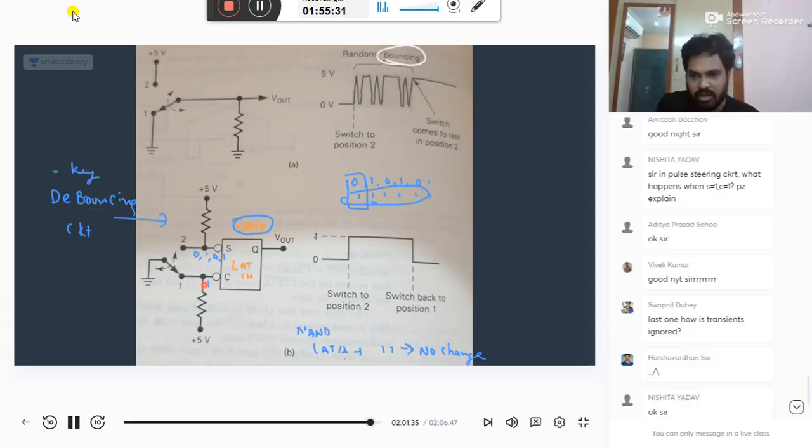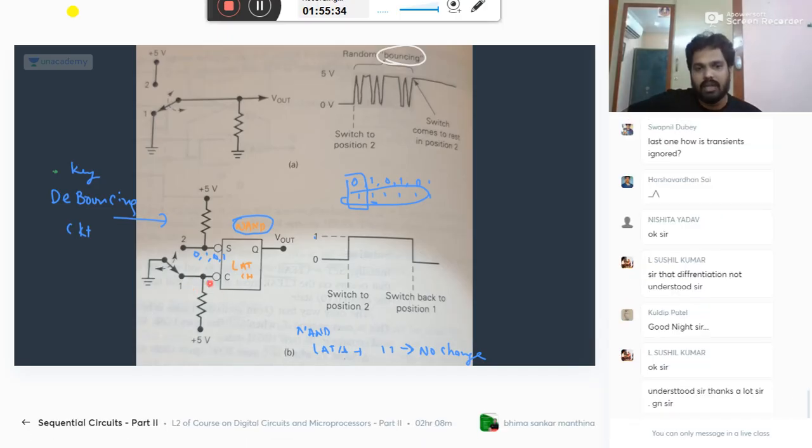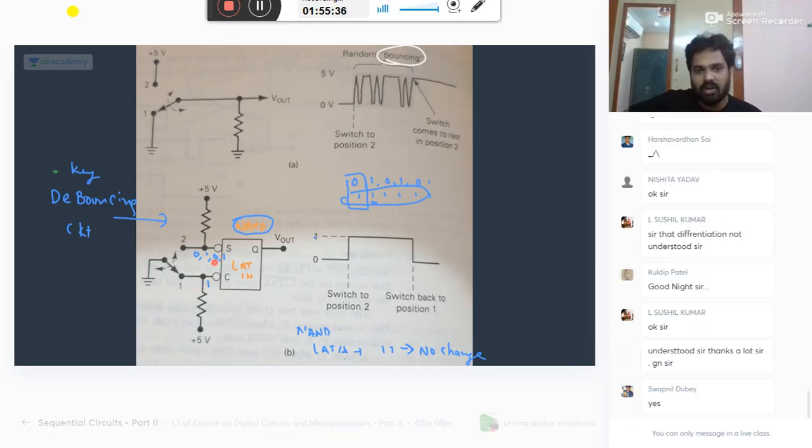Swapnil, see here. You tell me, are you ready? Here by default both are at one. By default 5 volts are connected, so both are ones. For both ones, no change. For the NAND latch, by default both will be 1, and it will be no change. If you connect ground to any one of these inputs, say I am connecting to the second input, then what happens? That ground becomes 0 and the other will be at 1 only. So 0, 1 will give the corresponding output. Because it is active low, you may get 1.